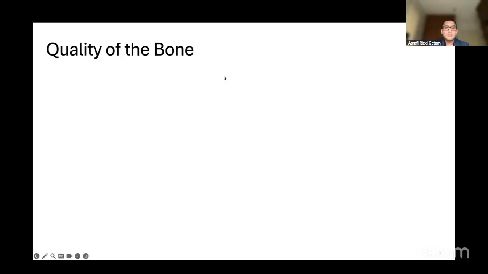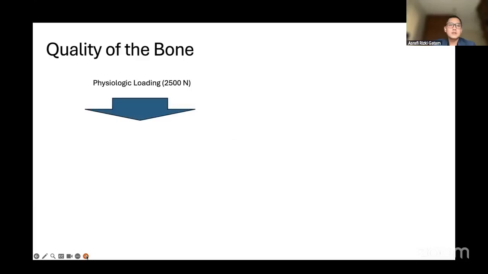So as I mentioned earlier, the quality of the bone is very, very important. And up until now, there is no literature that could predict the subsidence of the lumbar disc replacement after putting it in.